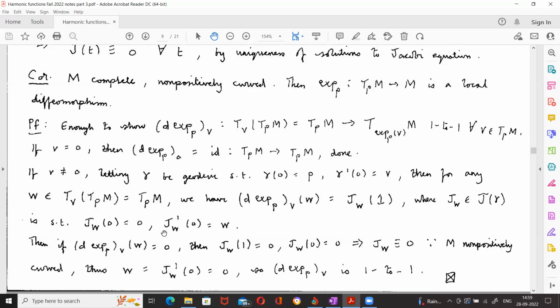Then I want to show this derivative of the exponential is one-to-one, so I want to show its kernel is trivial. Suppose the derivative of the exponential applied to w is 0. Then that means that J_w(1) is 0, and J_w(0) is also 0, we know. But because M is non-positively curved, we've just seen that if a Jacobi field vanishes twice, then it is identically 0. So J is identically 0. That means J'(0) is 0, but J'(0) is w. So therefore, w is 0.